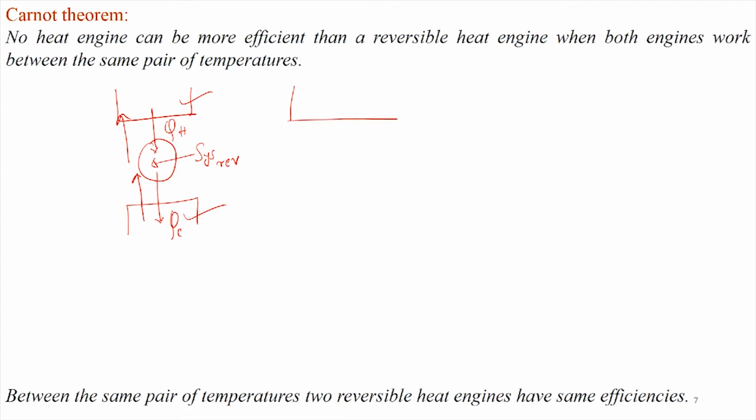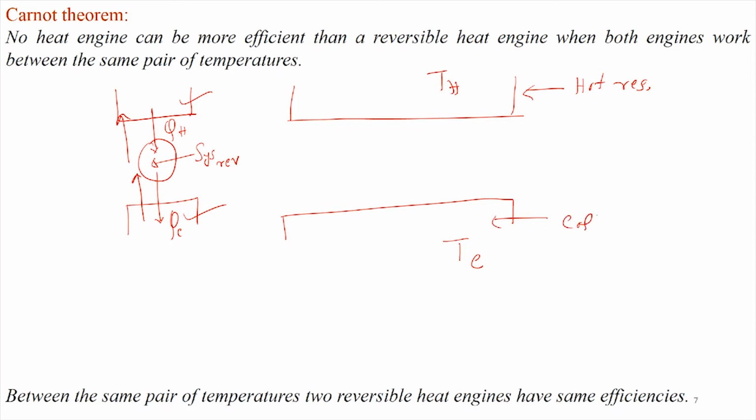Now, let us hypothesize a situation that we have a heat source at temperature Th, and a heat sink which is at temperature Tc. So, this is nothing but a hot reservoir, and this is nothing but a cold reservoir, or sometimes we call it a heat source, and this we call a heat sink.